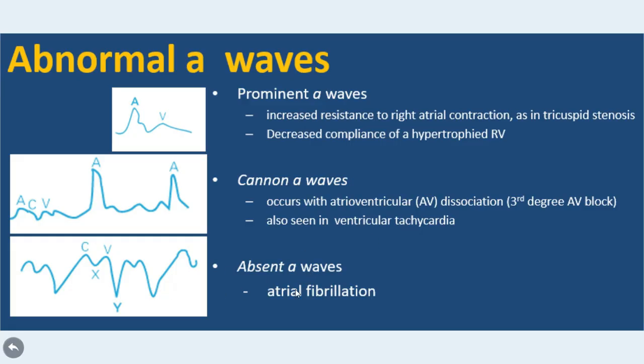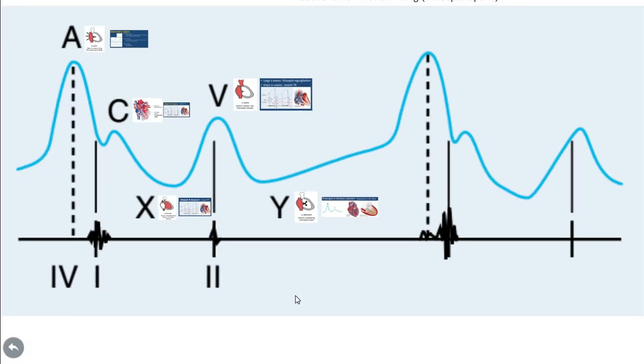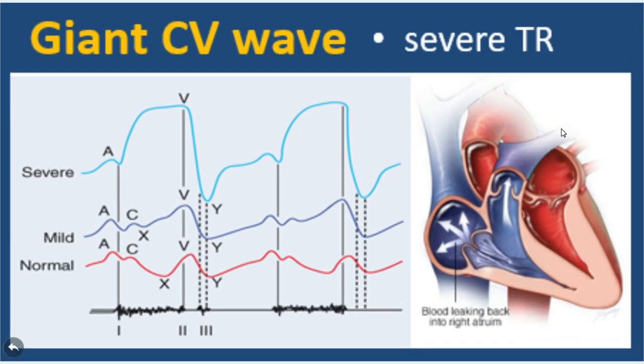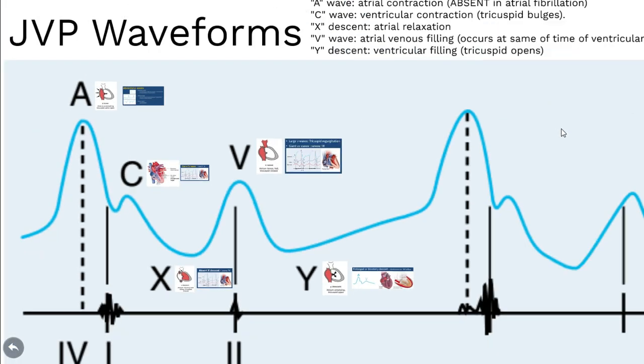Absent airways, so this is obvious in a patient with atrial fibrillation. C stands for the ventricular contraction, specifically the isovolumic contraction phase wherein there's no flow yet. It can happen in patients with giant CP waves and a patient with severe tricuspid regurgitation. Okay. So X descent, this is during the time the atrium relaxes, and then there's a tricuspid.